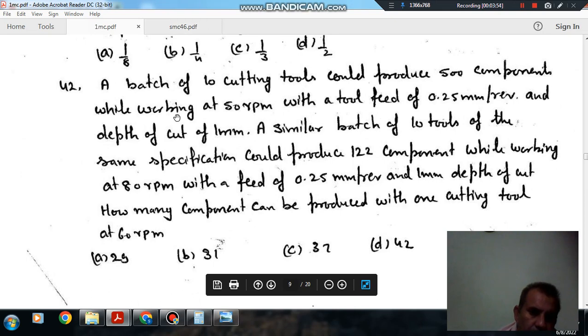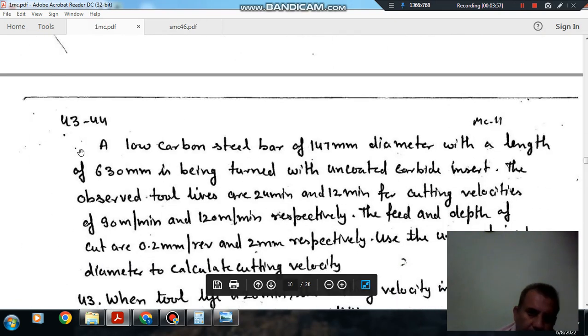Next, questions number 43 and 44 carry a common statement. The statement is: a low carbon steel bar of 147 mm diameter with a length of 630 mm is being turned with an uncoated carbide insert. The observed tool lives are 24 minutes and 12 minutes for cutting velocities of 90 meter per minute and 120 meter per minute respectively. The feed and depth of cut are 0.2 mm per revolution and 2 mm respectively.